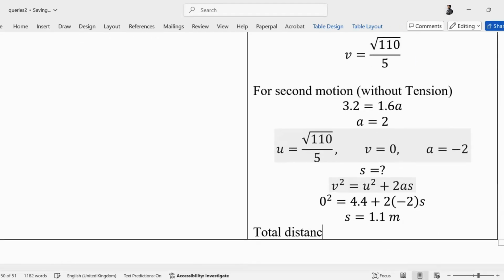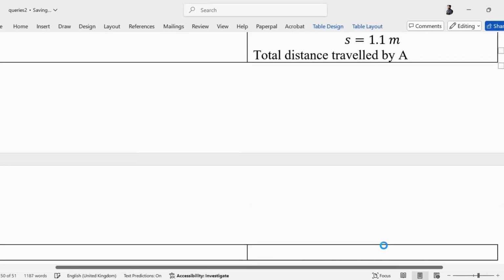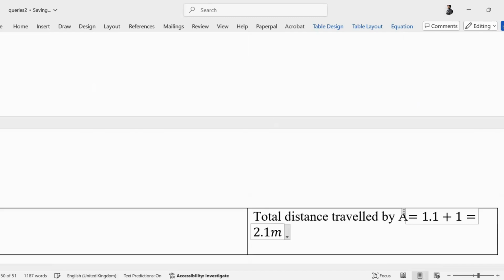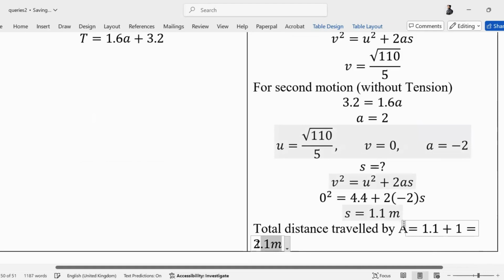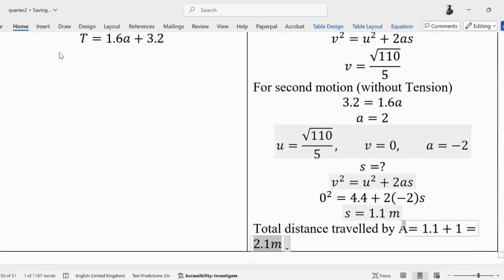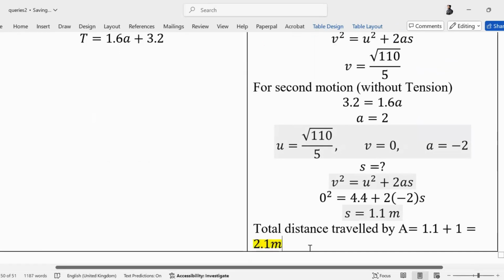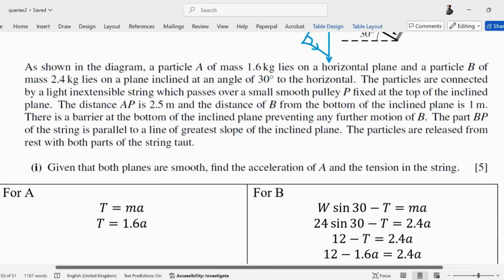So the total distance traveled by A is 1.1 plus 1, which is 2.1. Clear? First 1 meter, and then 1.1 meter when it slowed down due to friction and came to rest. It still hasn't reached the pulley. Remember this. That motion is not a part of your syllabus.